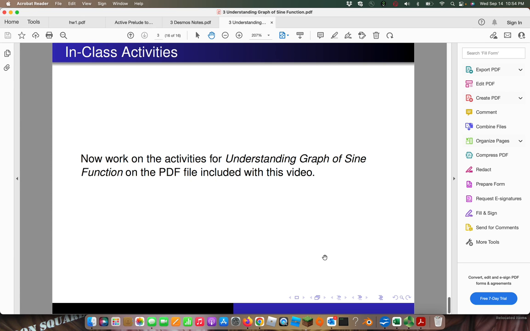So that's how we were able to use our analysis of the unit circle to figure out what the graph of the function was going to look like. This should help give you a head start on the activities that we're going to look at for this particular part of our section. You want to look at the file called Understanding the Graph of Sine Function, and that's on the PDF included with this video.